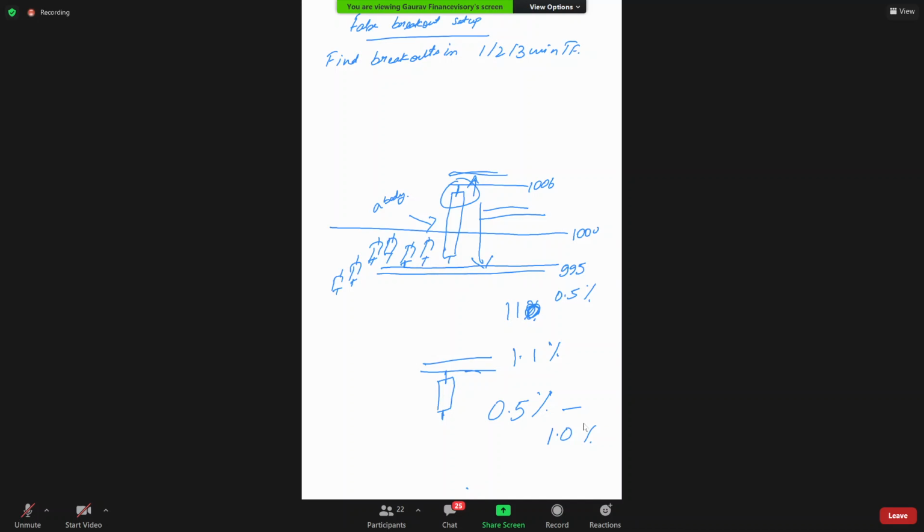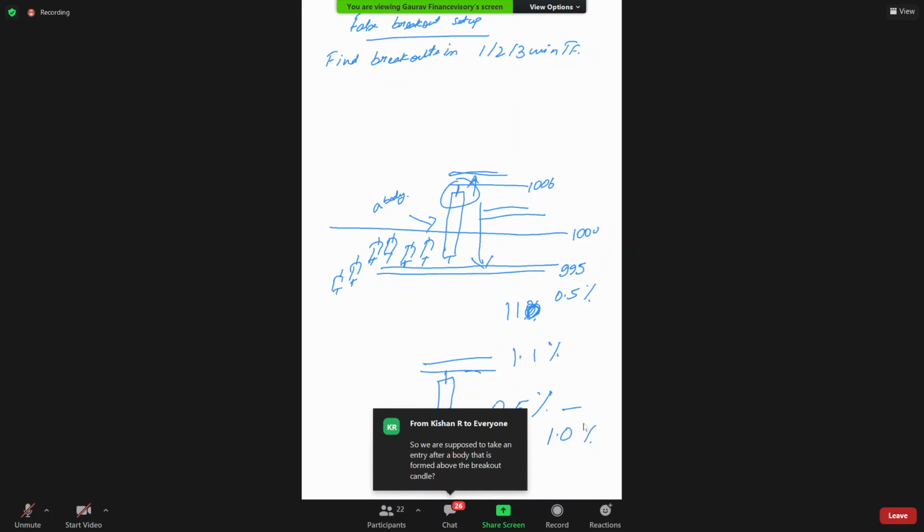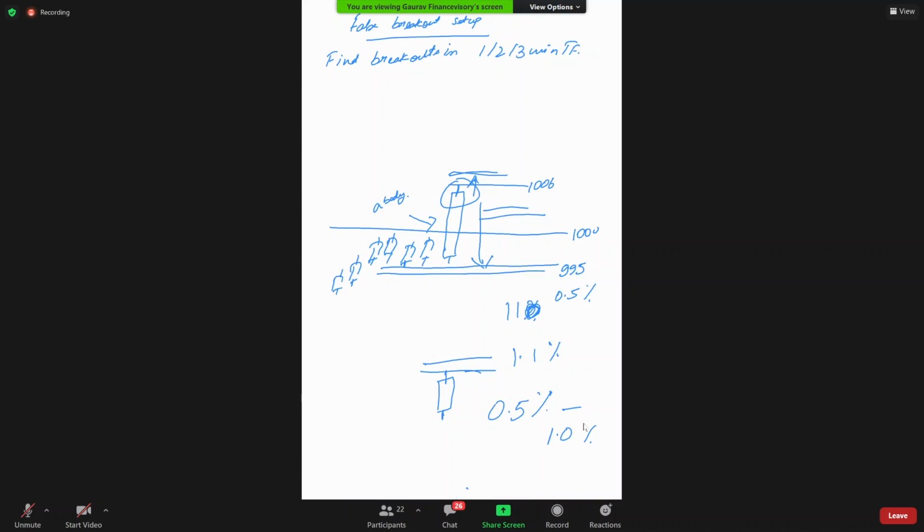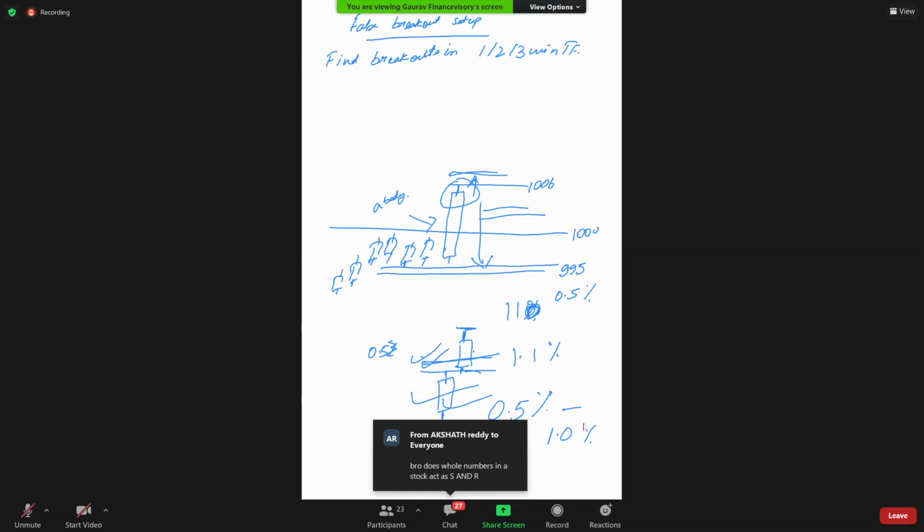Any more queries, guys? Or should I move to the chart just to show you some structures? So we are supposed to take an entry after a body is formed above the breakout candle? No, you don't need to wait for the body to form. Once your breakout candle is done, you will place an order just above it, maybe 0.5 points above it, and you don't need to wait for the closure of this candle because the closure can be at this point also. So if you have to take your entry here, you will take your entry here only.